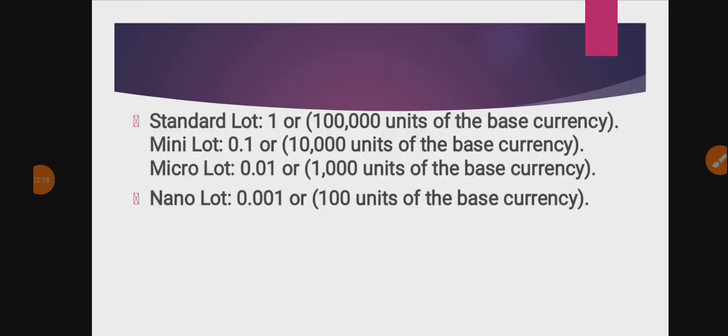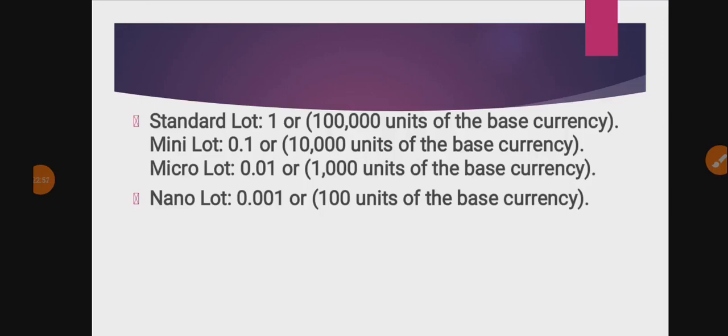And for newbies, I will advise, don't focus on those. Write them up in the parentheses, in the brackets. It might confuse you a bit, but don't worry about the explanation over there. Like for a standard lot, we said that it's equal to 100,000 units of the base currency. You don't need to bother yourself about that. Just focus on the number. A standard lot is 1. Just know that, and you are good to go.